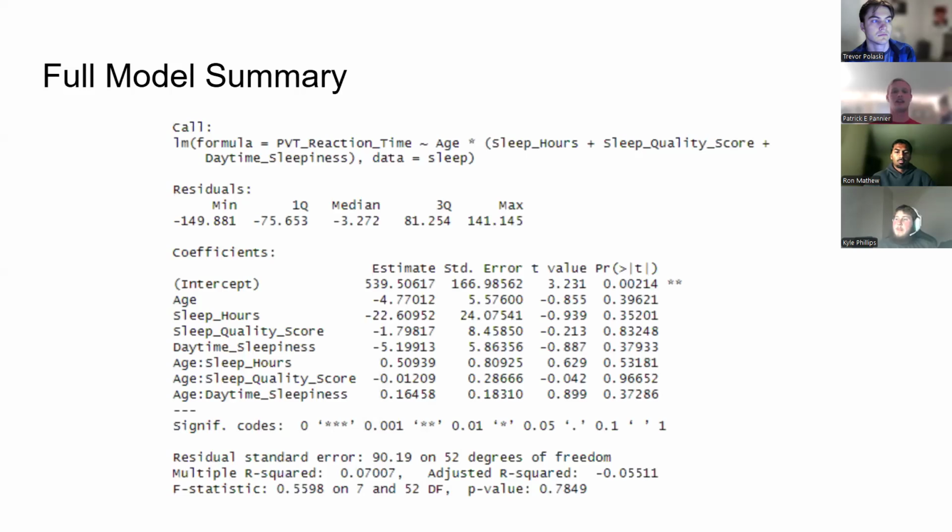In the full model summary here, you can see that none of the predictors are significant except the intercept, which doesn't really make any sense as an age of 0, or daytime sleepiness, sleep quality score, and sleep hours of 0, doesn't make any sense. The p-value is extremely high, and the adjusted R-squared is extremely low.